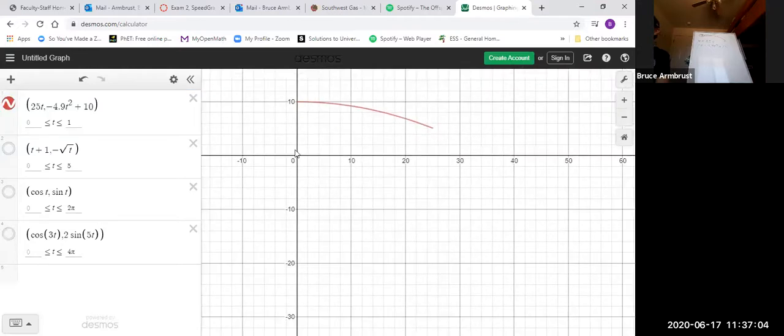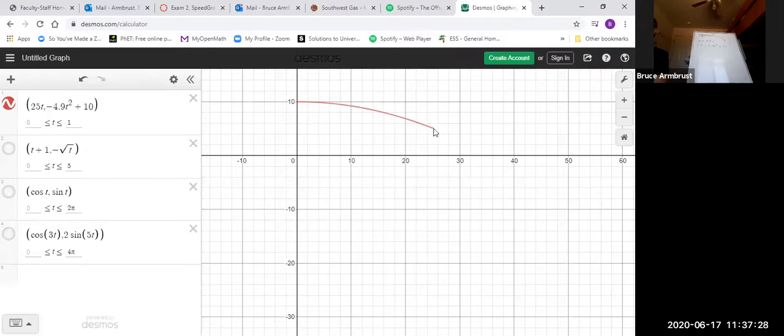So notice that it started 10 meters up. We threw it, it starts going out and starts dropping. Well, this only goes for 1 second. So if we wanted to know where this was, we could plug 1 into this equation, and you would see that x is 25, and then y is 5.1. And so that's that point right there.